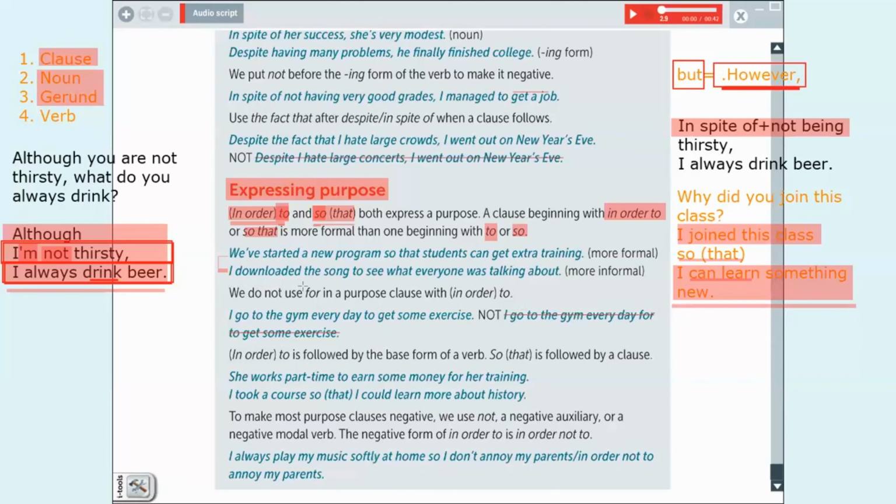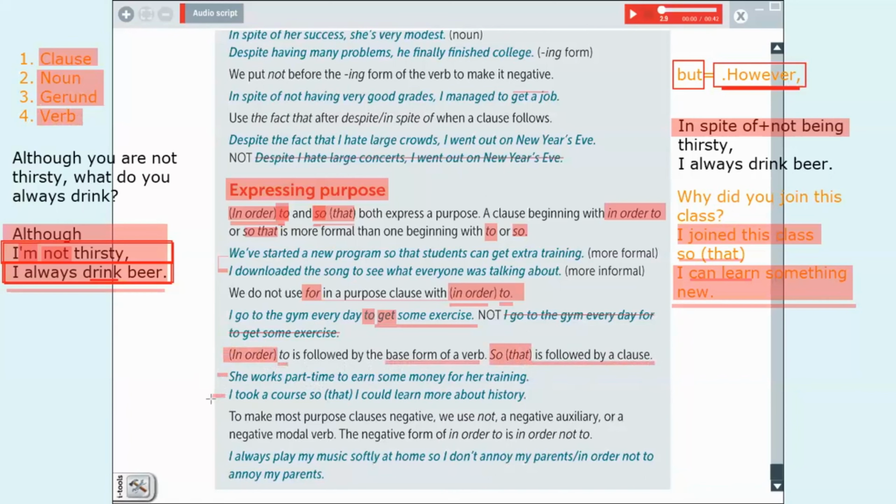We do not use "for" in a purpose clause with "to" or "in order to". I go to the gym every day to get some exercise. As you can see, "to" or "in order to" is followed by a verb. That is the next piece of information that you need. And in that way, we covered the last one. "In order to" or simply "to" is followed by the base form of a verb. "So that" is followed by a clause.